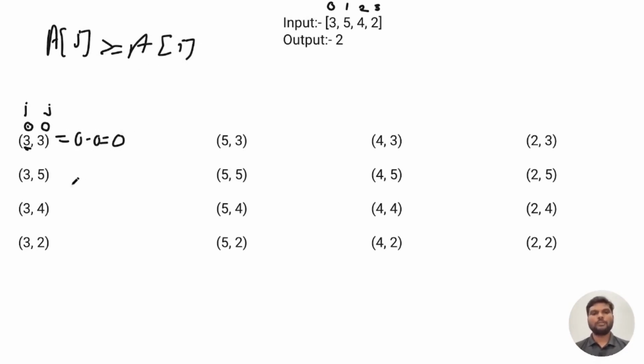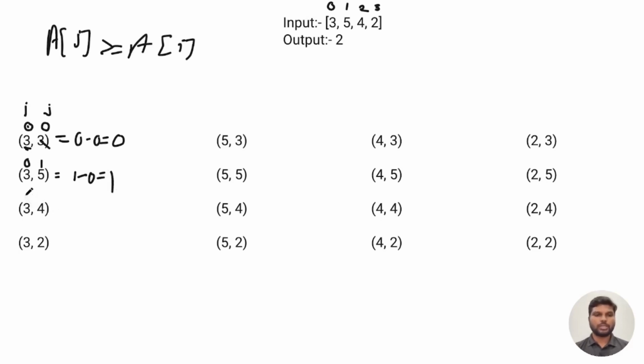Similarly, we need to do this calculation for every single pair in this array, and we need to find the maximum j minus i. Let's start finding j minus i for each pair. What is the value of i here? Well, 3 has index 0, and what is the index of 5? It's 1, right? Is A of j greater than or equal to A of i? True, 5 is greater than or equal to 3. So let's calculate the difference j minus i. It's 1 minus 0, which is 1.